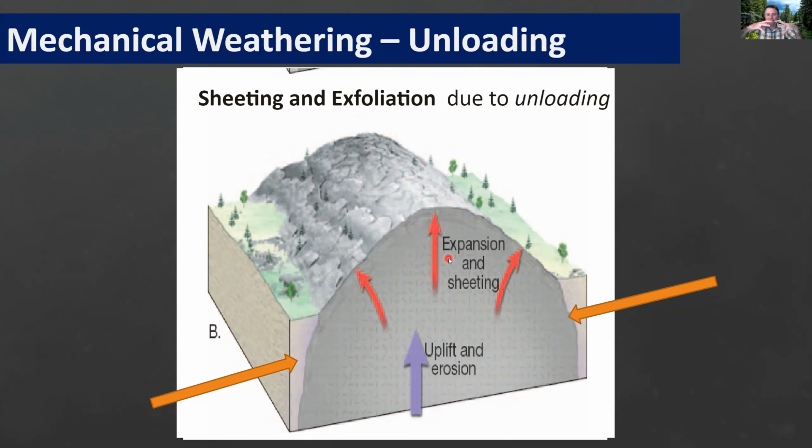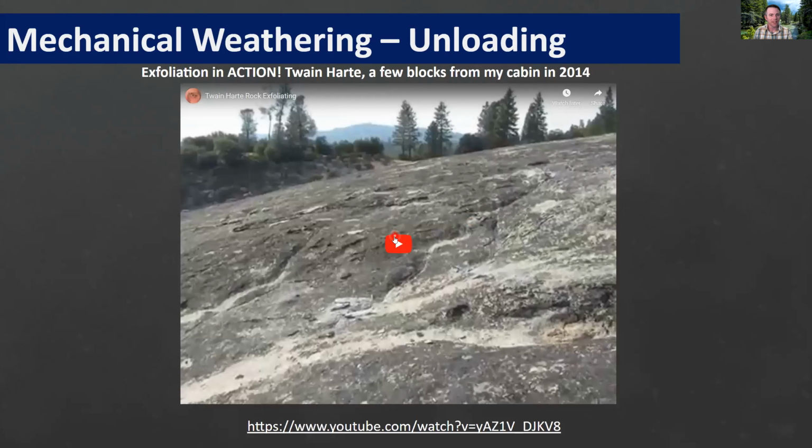That force, as the rocks try to expand and pop, will break off and do something called sheeting and exfoliation. So you're taking the load off the rocks, and then they start breaking like this. And this happened very near Twain Harte, just a little bit up the road from Sonora. My cabin is literally half a mile from this spot, and about 5 years ago, some exfoliation happened in person. And I just want to show you what that looks like.